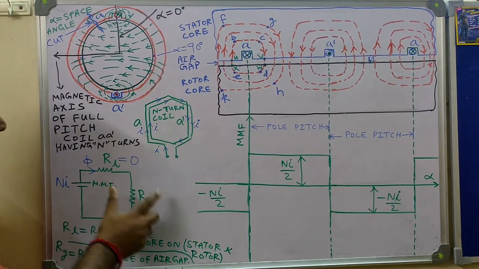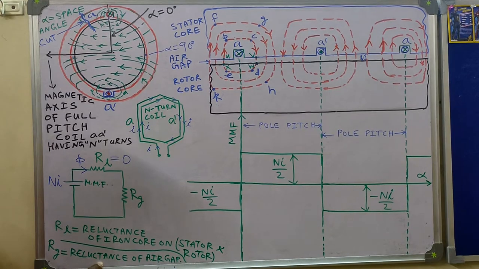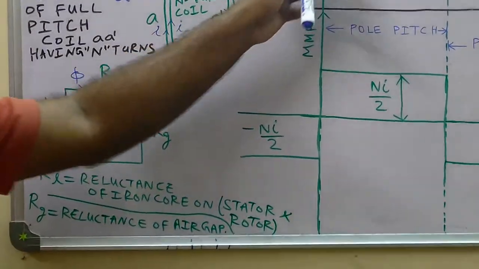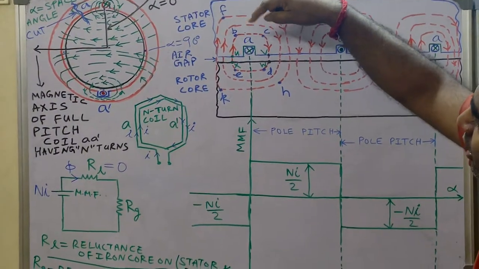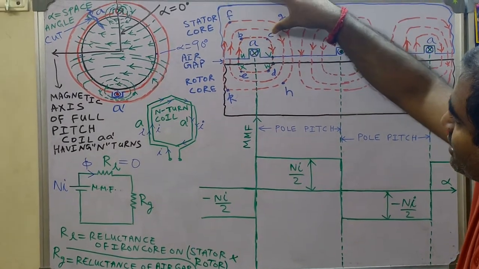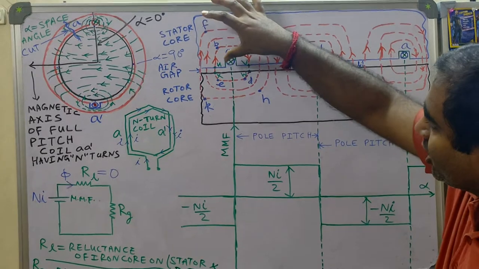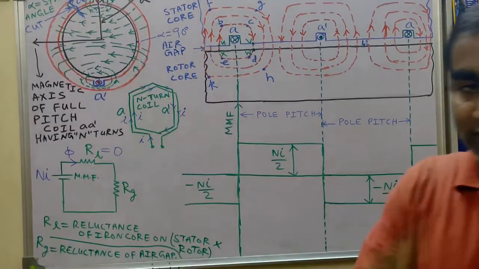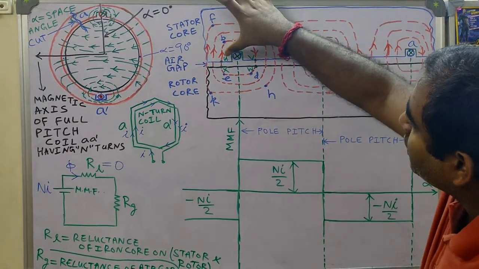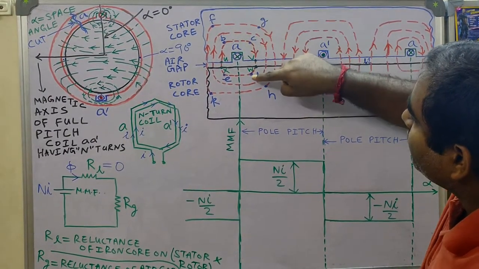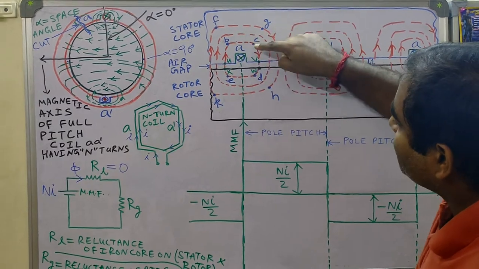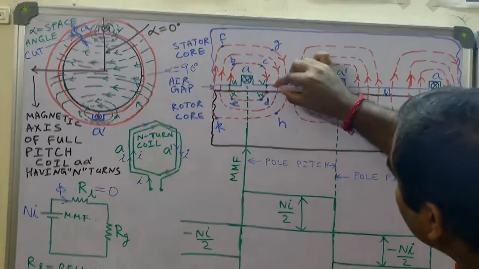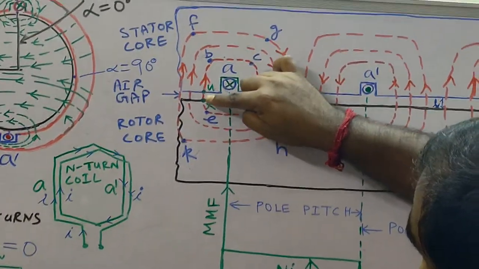So only what is remaining? RG. What is RG? RG is the reluctance of air gap. Now please observe carefully. It's very easy to find that when you are moving along the closed path U, B, C, V, W, D, E, X, you are crossing the air gap how many times? Twice, isn't it? You are crossing the air gap here once and again you are crossing the air gap here once.